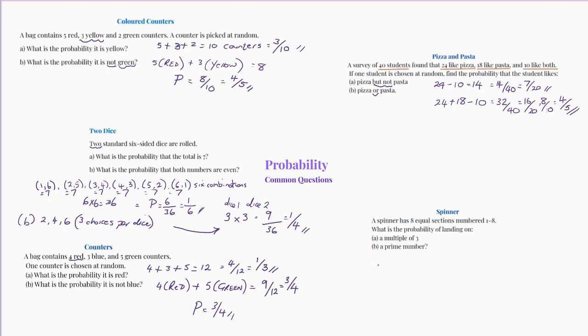A spinner has 8 equal sections numbered 1 to 8. What is the probability of landing on a multiple of 3? So let's look at the multiples of 3 between 1 and 8. So between 1 and 8, we know the multiples of 3 are just going to be simply 3 and 6. They're the only multiples between 1 and 8.